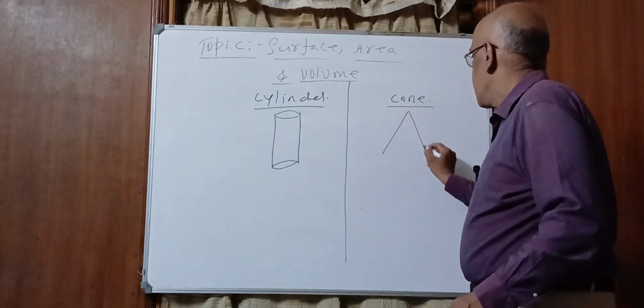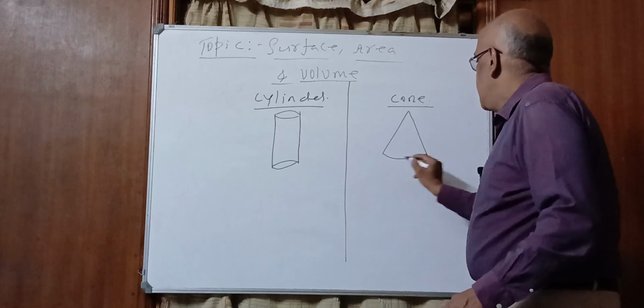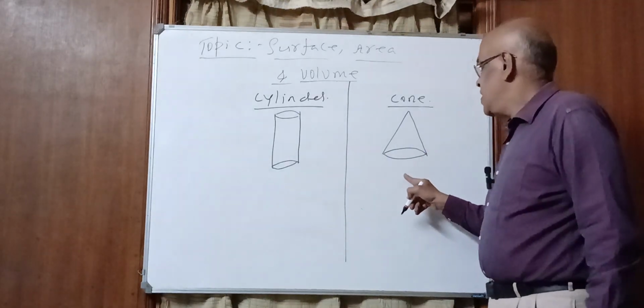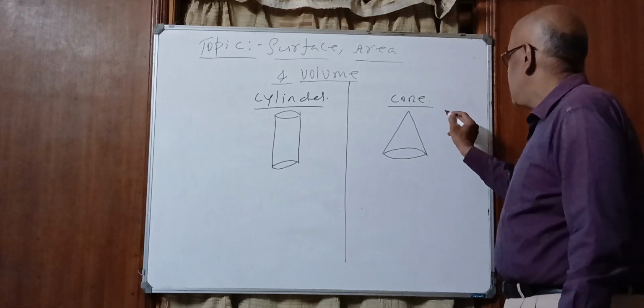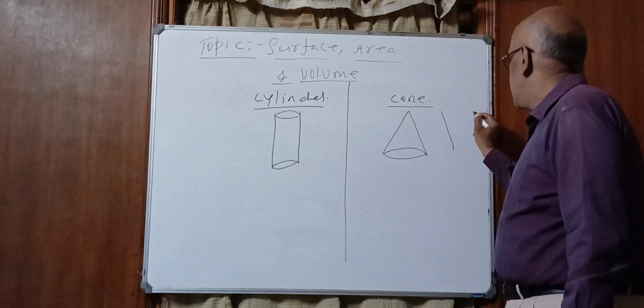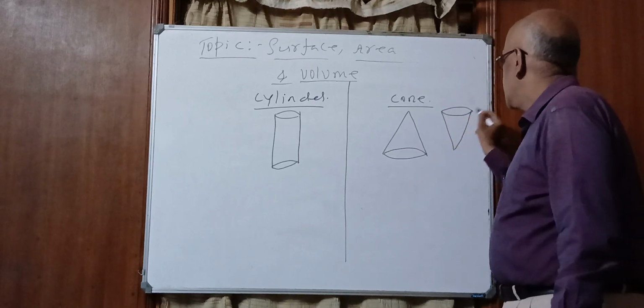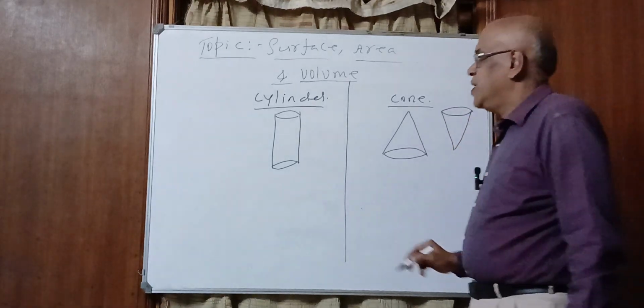See. Cone, children. The moment I say cone, you remember. What is this? Birthday cap. You invert it. Invert it means keep it upside down. If you make it upside down, it becomes an ice cream cup. Isn't it, children? Okay.